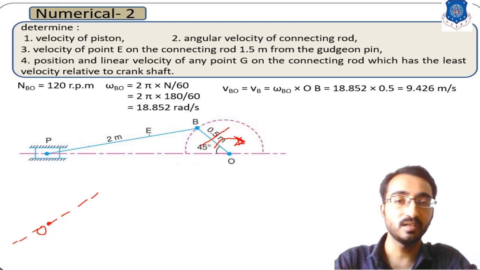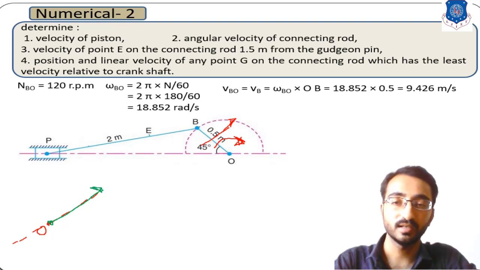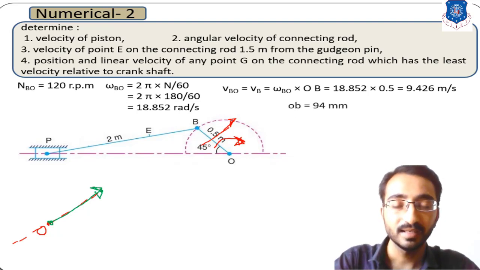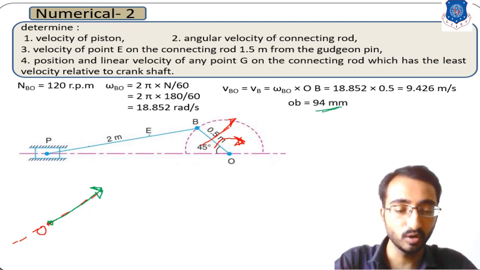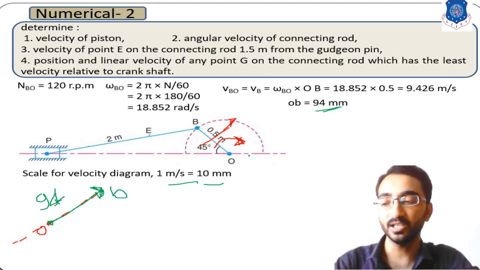So the velocity will be in upward direction only. So you have to sketch over here that now you will consider that the length of link OB will be in upward direction. Okay, and the amount of length is equal to 94 mm because we have considered the scale as 1 meter per second is equal to 10 mm. So over here you will get point B, which is your length of 94 mm. So you will sketch one line of 94 mm in upward direction perpendicular to line OB.